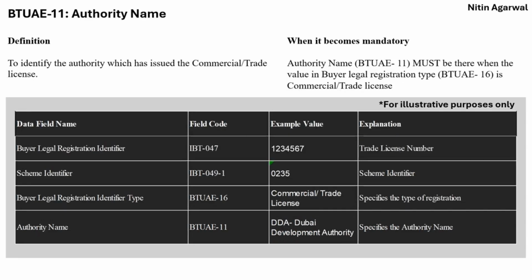The authority name specifies the authority which has issued the commercial or the trade license. In this example, the authority name is Dubai Development Authority.